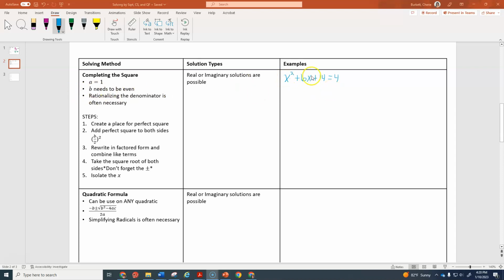The b really needs to be even, an even number. So for example, this 6, the x term needs to be an even number. And if you have more than one x term, you need to combine them together before you decide. So if your a is 1 and your b term is an even number, then this is a problem that should be able to be done with completing the square, and it won't have too many problems. Just be ready to rationalize the denominator, because that is often a step that's involved.